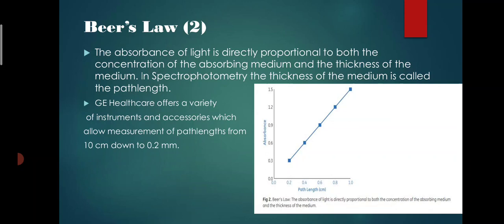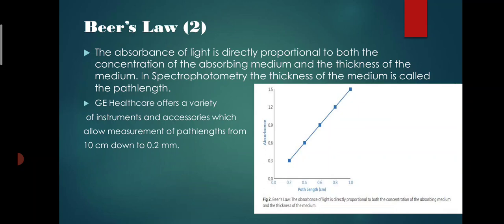Next law, we go for Beer's law. This is also a principle of spectrometry. The absorption of light is directly proportional to both the concentration of the absorbing medium and the thickness of the medium. In spectrophotometry, the thickness of the medium is called the path length.